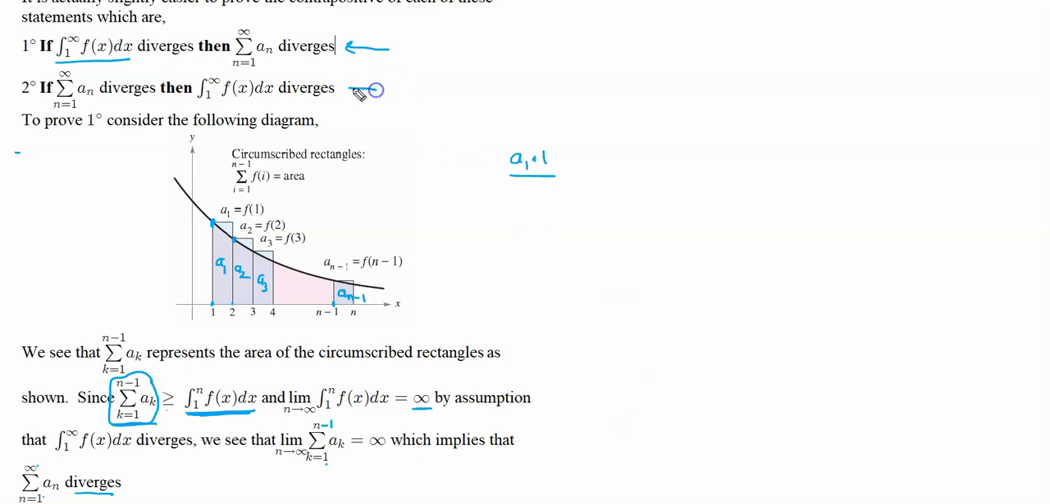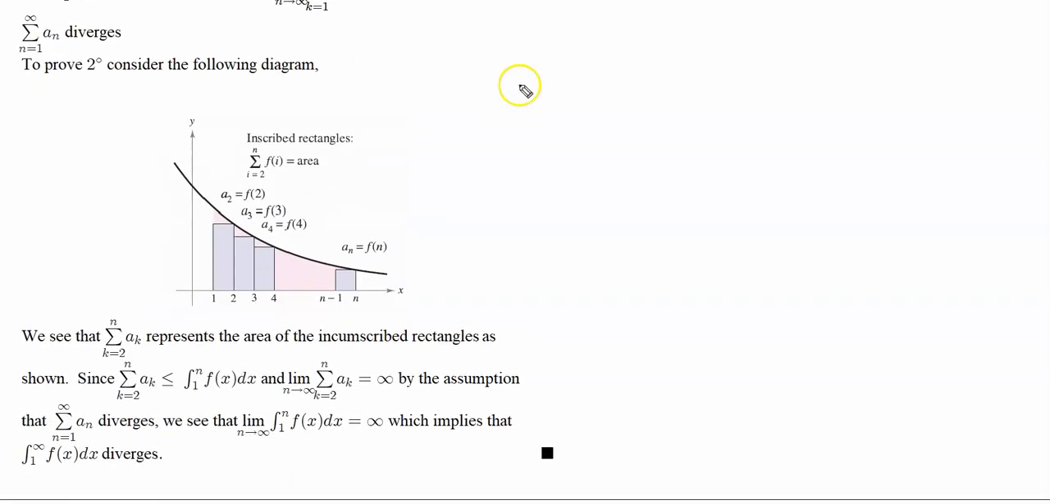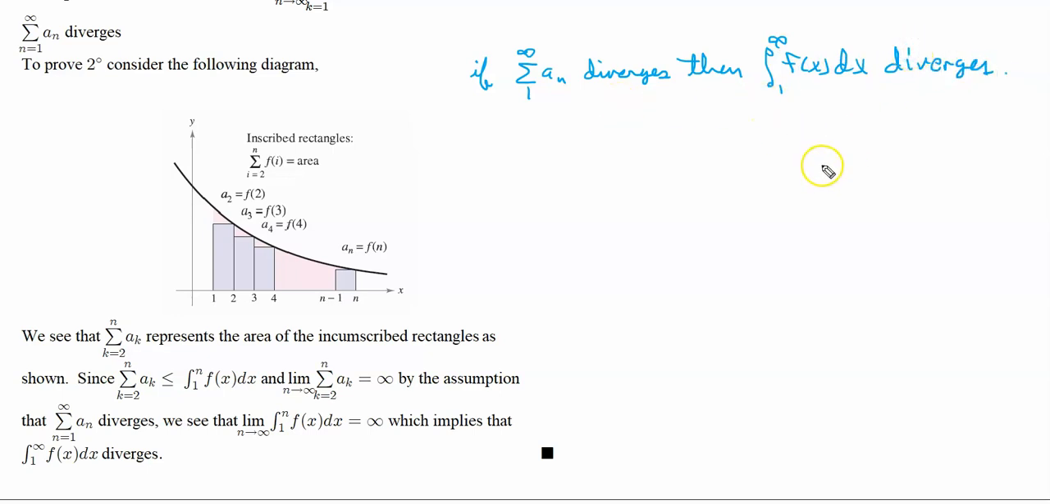Now let's take a look at the proof of part 2. All we have to do is look at this picture a little differently, and we'll be able to conclude part 2 is true as well. For part 2, remember, that's up here, we want to show that if the summation diverges, then the integral diverges. So that's what we want to prove for part 2.